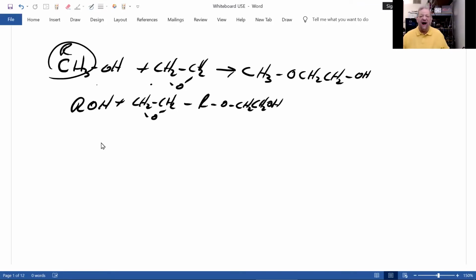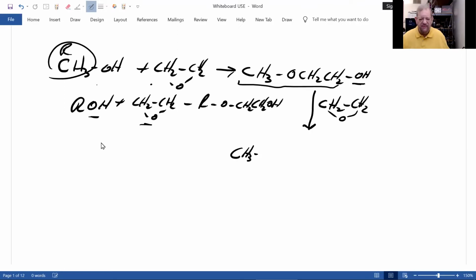And now I would say, what if I take this molecule we just made and react it with more ethylene oxide? And now this whole thing is my R group, because at the end here, I have an alcohol, and alcohols react with ethylene oxide. So what would I get? Here's my R group from the alcohol. And then I'd add on to it this.